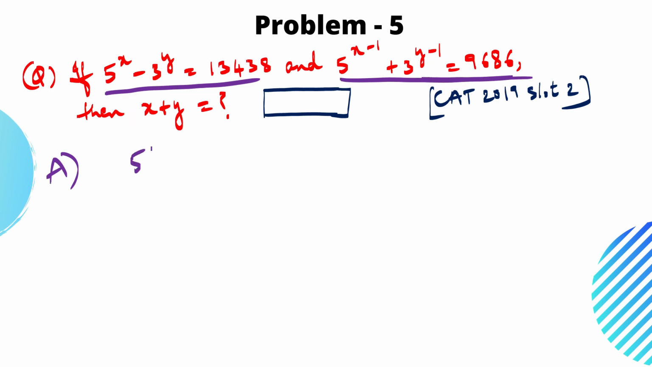But I will take only this value, because 5 power x minus 3 power y is equal to 13438, because we have an upper bound in this case, because we have minus here, which means the value that is on the right hand side shouldn't be greater than 5 power x. It will definitely be less than 5 power x. So 5 power x must definitely be a 5-digit number.